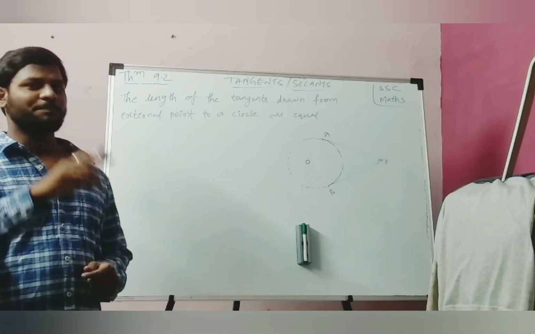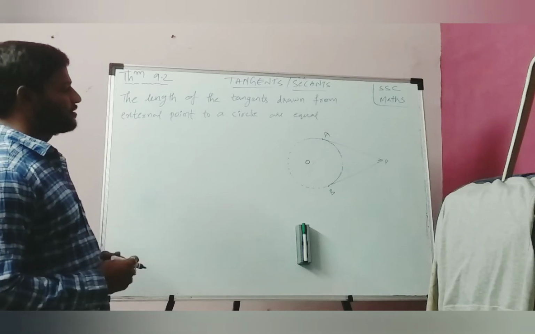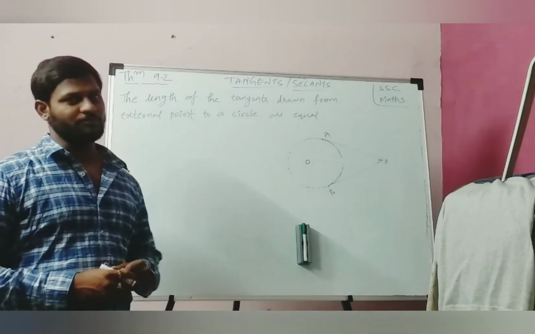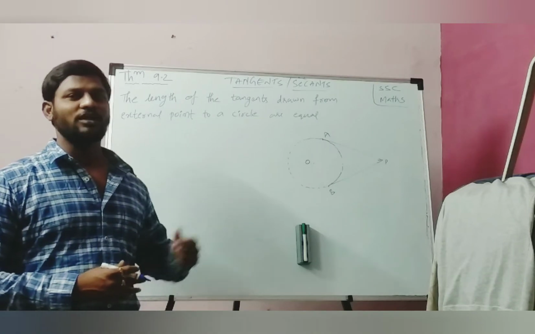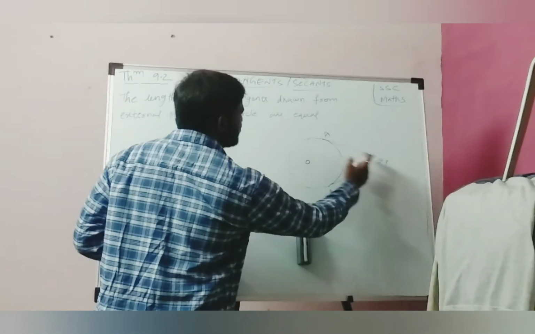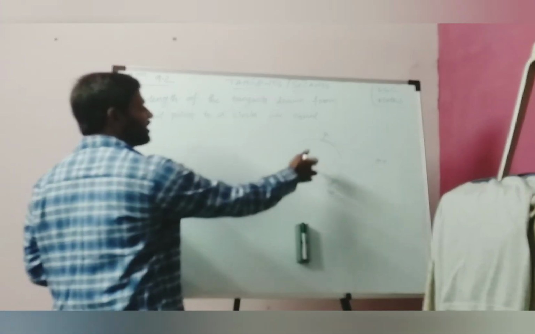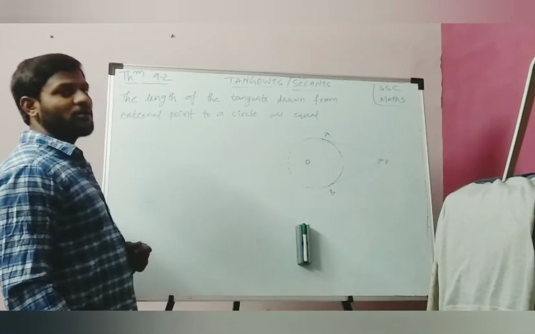Tangents and secants, part 2. In part 1 we have seen the problems based on theorem 9.1, that is finding the length of the tangents using theorem 9.1. What is theorem 9.1? Theorem 9.1 states the tangent of any circle is perpendicular to the radius drawn through the point of contact.